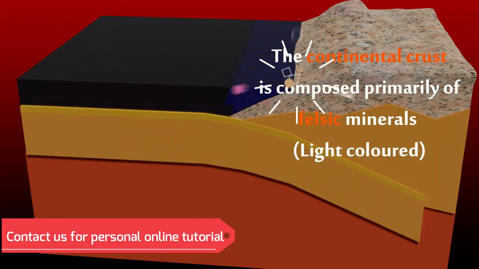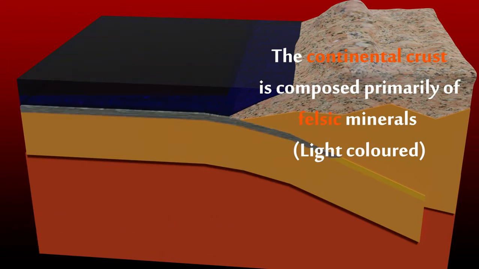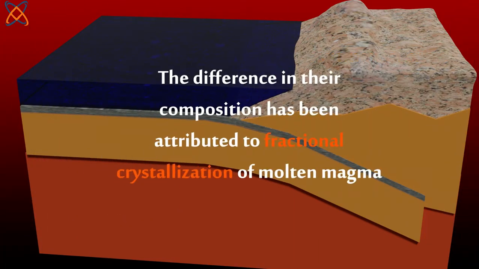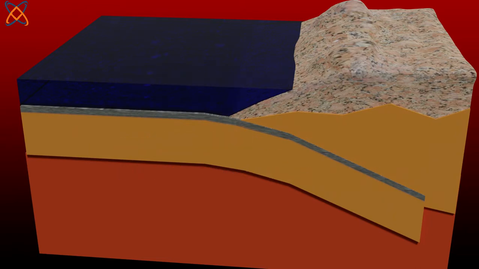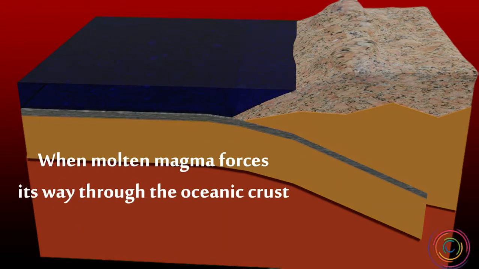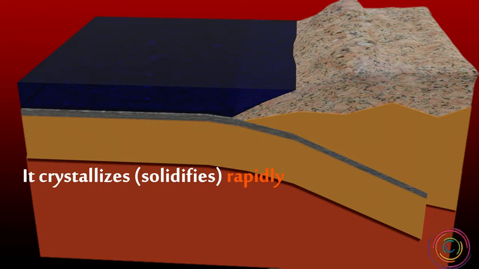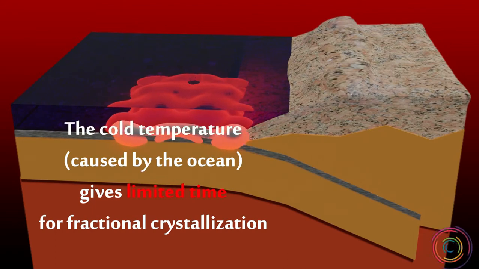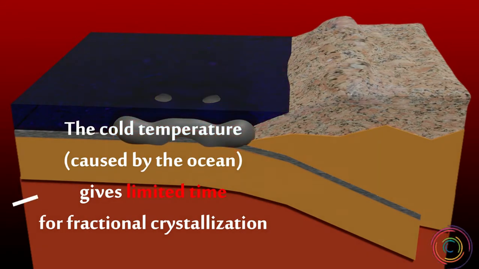The continental crust is composed primarily of felsic minerals, while the oceanic crust is composed primarily of mafic minerals. The difference in their composition has been attributed to fractional crystallization of molten magma. The oceanic crust is thin and cold, obviously because of the ocean of water above it. When molten magma forces its way through the oceanic crust, it crystallizes rapidly because of the cold temperature, which gives limited time for fractional crystallization.